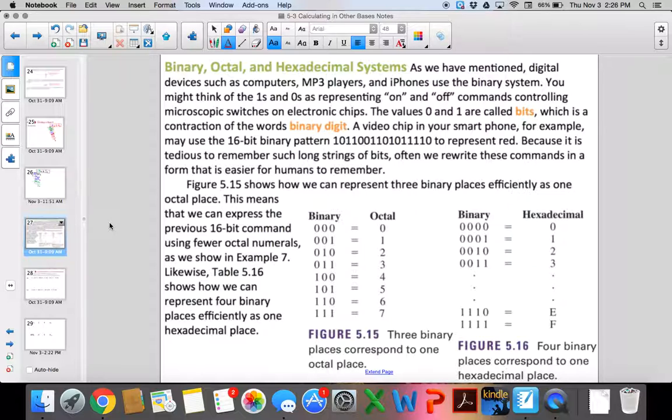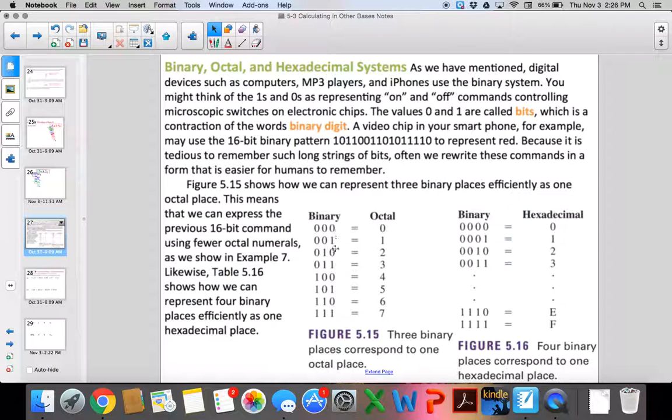So these two tables right here show you how binary digits make up octal and hexadecimal. You're welcome to attempt to memorize these. I'm going to show you how to work through it on your own, whatever works for you.